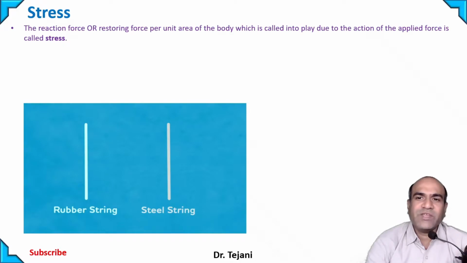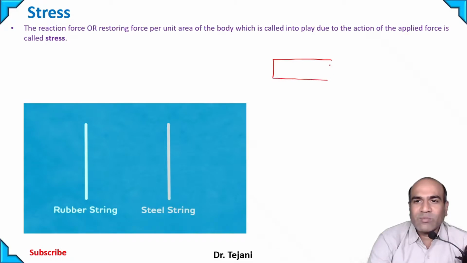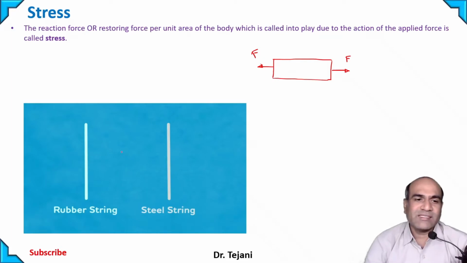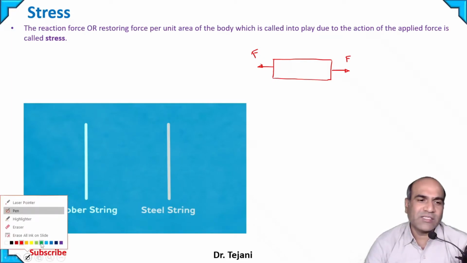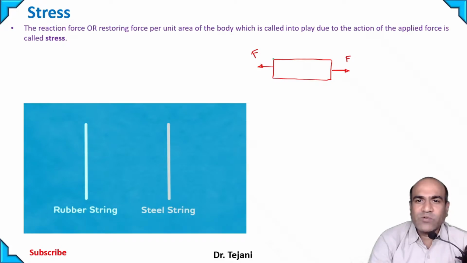Don't worry about the definition. We know that as per Newton's law, there is always an equal and opposite force if a force is applied on a body. Say, for example, the body here has some length L and it is stretched because of pull forces F on both sides. So what happens? There is some increase of length if a sufficient force is applied. So we can see there is some increase in the length of this body.